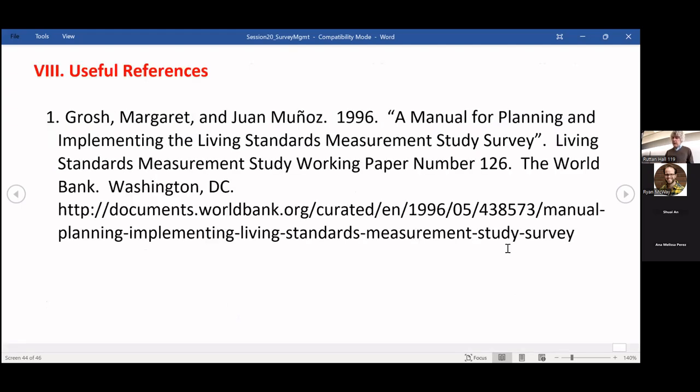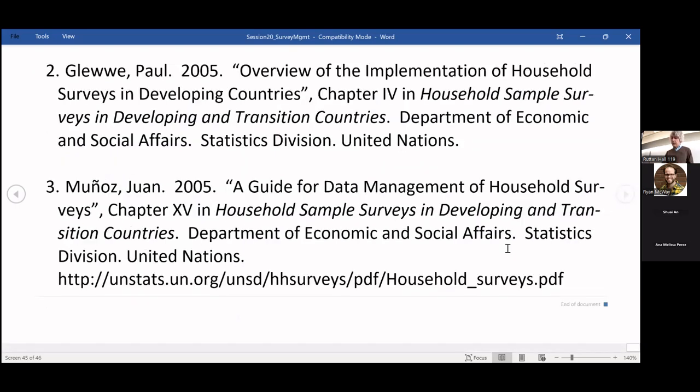Okay. All right. So then finally, there are some references here, but these are all kind of old because this material is old. They're mostly from the World Bank. These are all World Bank sources here. Okay. So that's it.